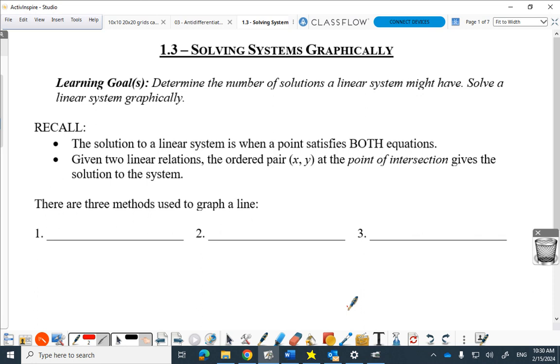Recall, the solution to a linear system is when the point satisfies both equations. Ooh, there's going to be two equations now. For the rest of the chapter, there's going to be two equations we have to work on. We're looking for the x and y that solves both equations. It's true in both equations. So given two linear equations, the ordered pair (x, y) is the point of intersection.